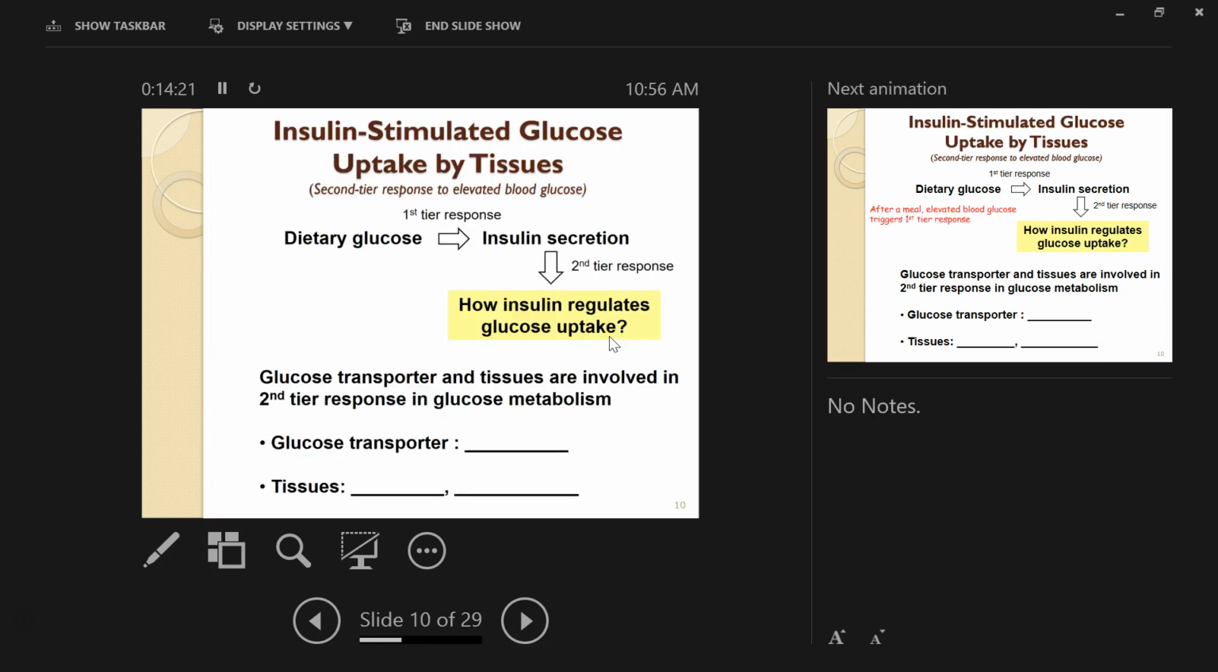And the first reaction I just described already involved GLUT2, right? And basically one tissue here, the beta cell and pancreas, causing insulin secretion. And the secondary response involved the muscle and adipose tissue, and GLUT4 stimulates glucose uptake into these tissues.